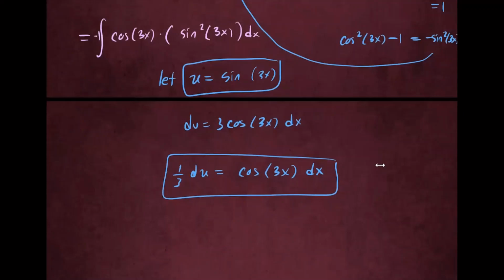Okay, so let's rewrite the integral. So we have negative the integral of, so cosine 3x dx, that's replaced with 1/3 du. So I'll put the 1/3 outside. And then sine squared, that's going to be u squared du. So that's how the integral looks. And this you can integrate by using the power rule of integration. So let me know if anyone has any questions up to this point.